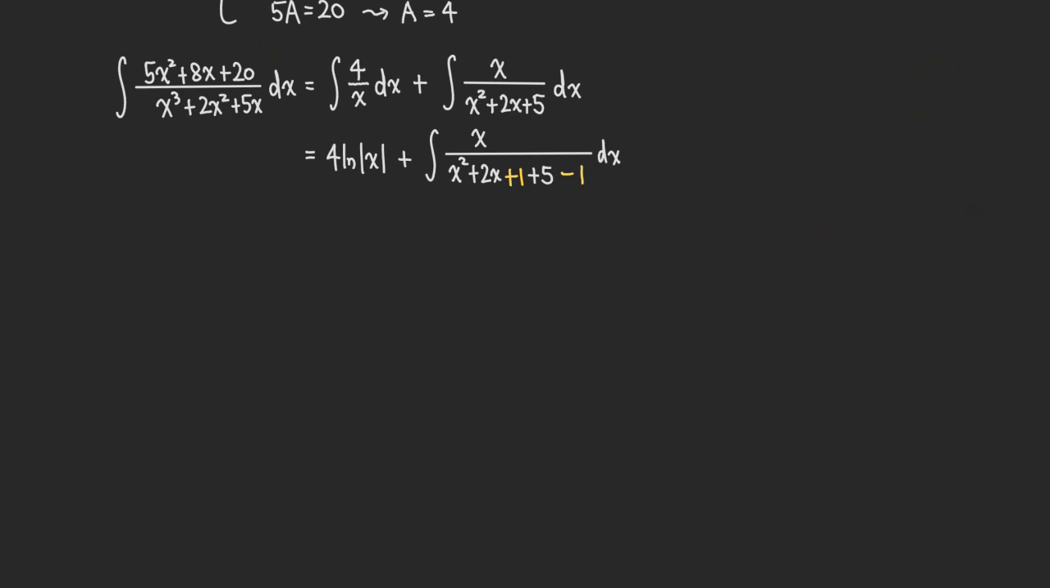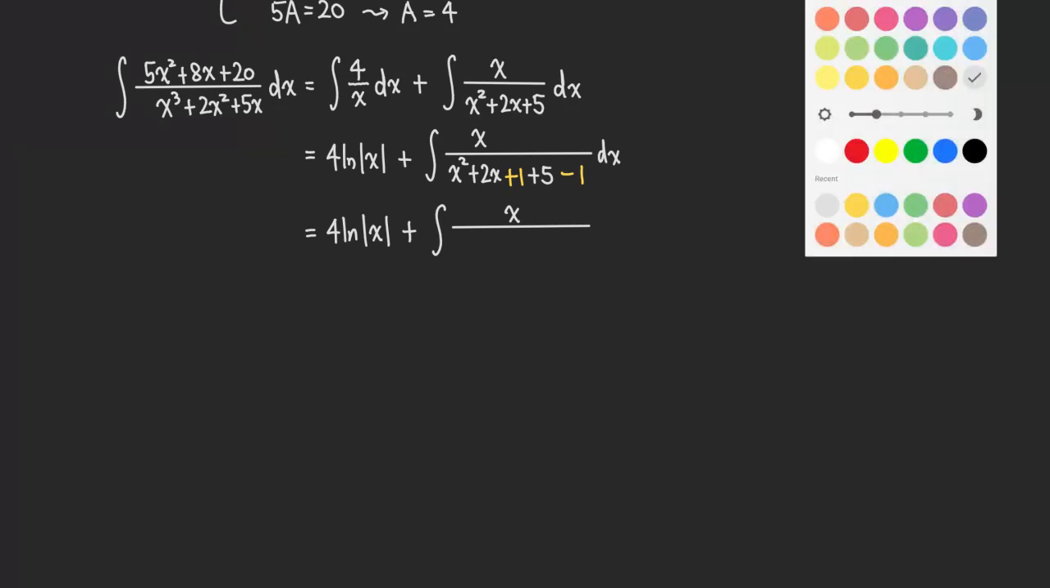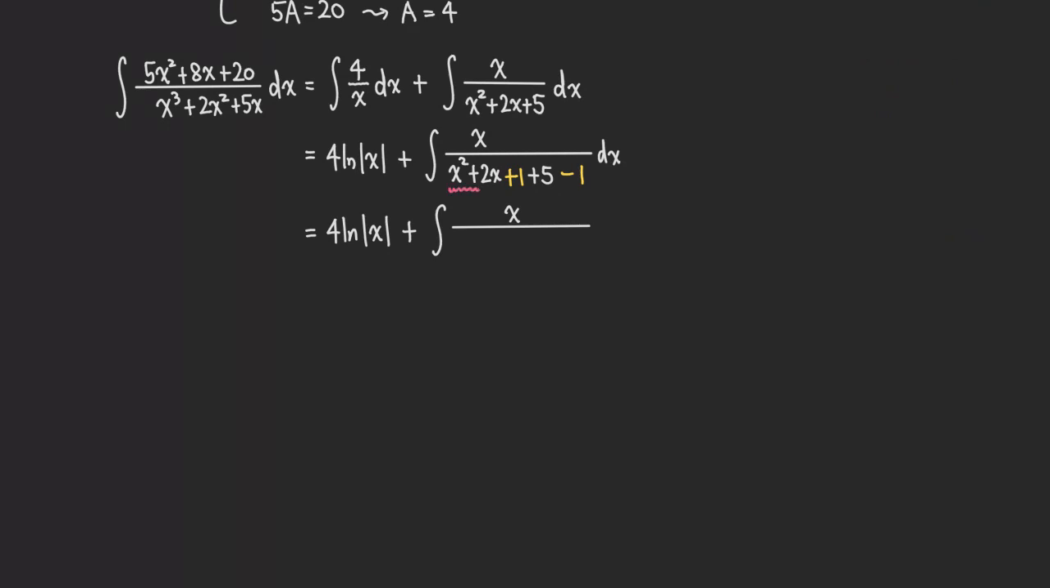Okay, so continue. We have 4 ln of absolute value of x, and then plus the integral of x at the top. And then at the bottom, we are completing the square. What's happening here is that we are putting this expression right here into a perfect square. Then that actually turns into x plus 1 squared. And then what about the other stuff? The 5 minus the 1, then we are going to get positive 4. Okay, so now we have this expression.